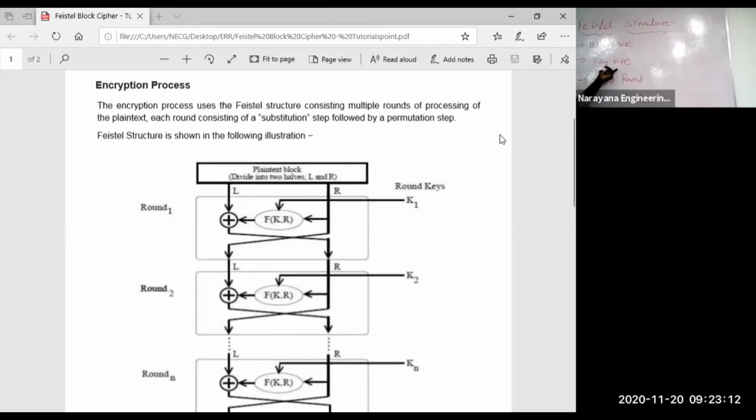You can encrypt with the one key. How to encrypt depends upon the algorithm. The encryption phenomena will be different compared to the algorithm, right?